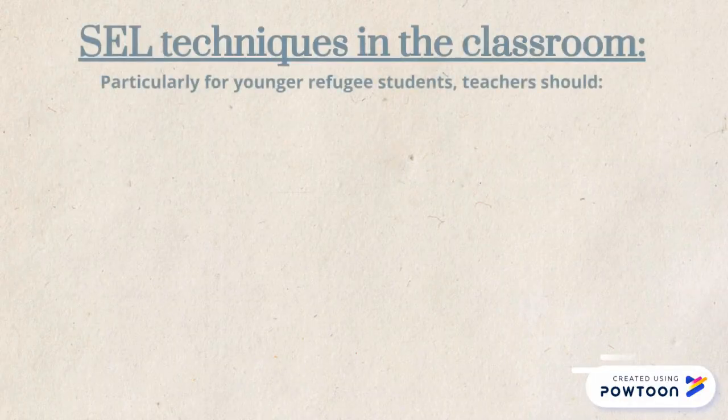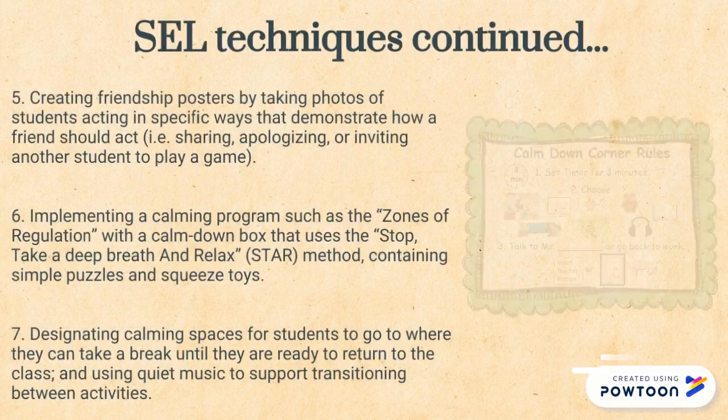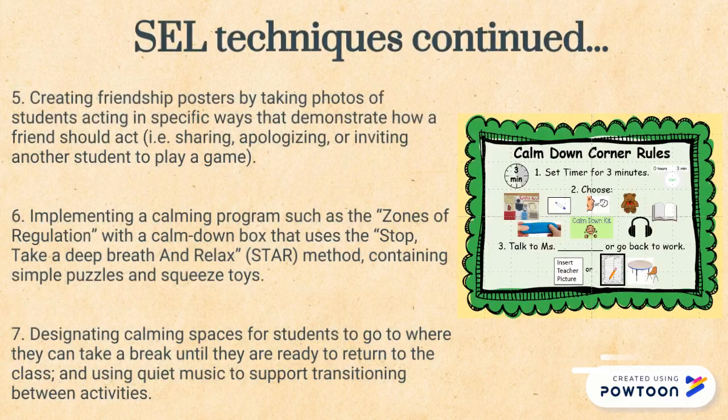For younger students, teachers of refugees should support in developing basic skills such as naming and expressing feelings, working on strategies to find calm, as well as discovering techniques for managing conflicts. Implementing a calming program, such as the zones of regulation, is essential when working with younger refugee students. Designating calming spaces for students to go to where they can take a break until they are ready to return to class is essential when emotions are running high.